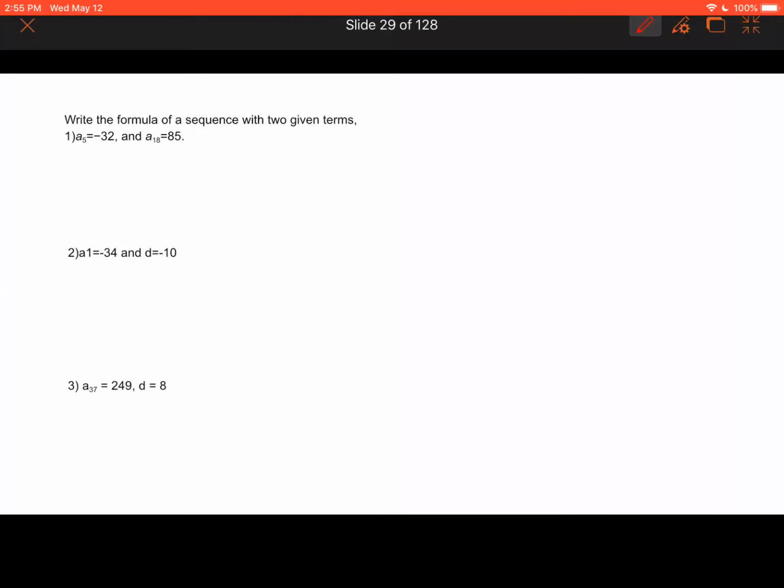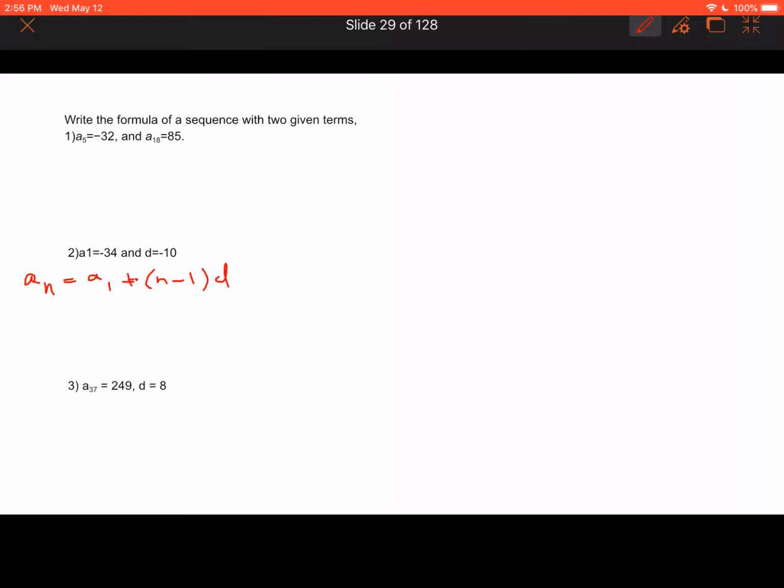Write the formula of a given sequence with the two given terms. Okay, let's first start with the second question because we have just done some problems in the previous video. The first thing is we have to find the formula. What is the general formula? An equals a1, the first term of the sequence, plus number of terms in the sequence minus 1, into the difference, right? This is the general formula of arithmetic sequence.